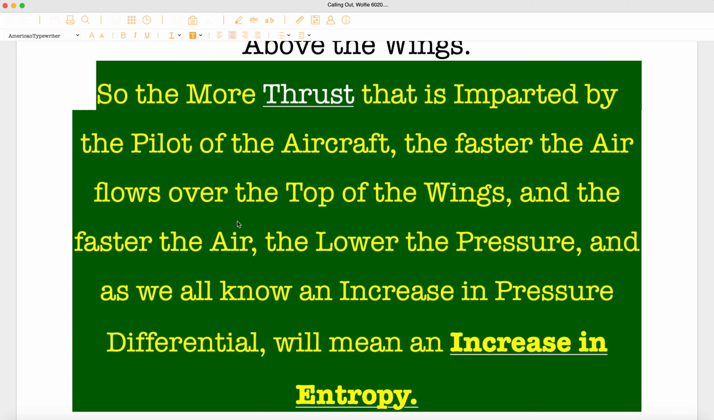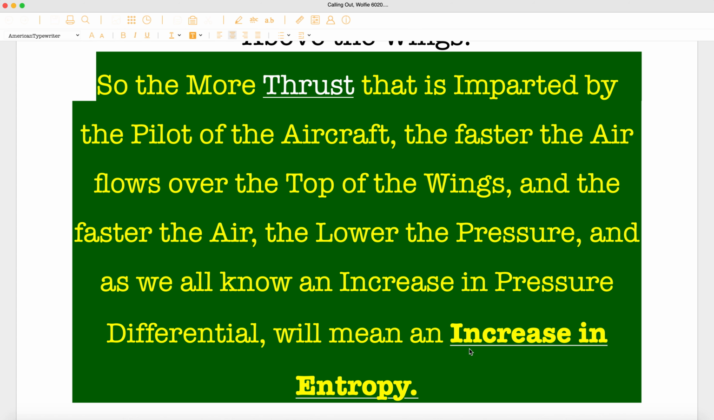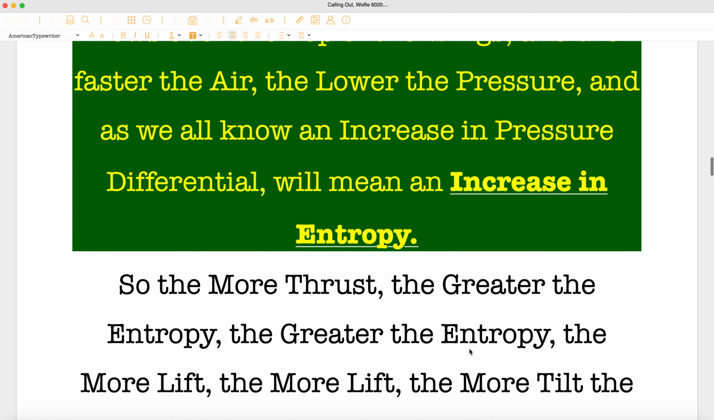Now, I was told I was completely wrong about this. I was told I was wrong, that the more thrust that is imparted by the pilot of the aircraft, the faster the air flows over the top of the wings, and the faster the air, the lower the pressure. And as we all know, an increase in pressure differential will mean an increase in entropy. So I was told I was wrong about that, that thrust has nothing to do with lift, basically. That's what I was told.